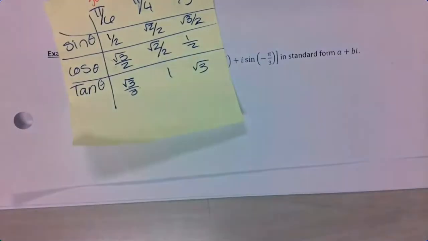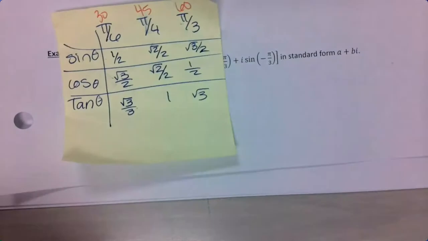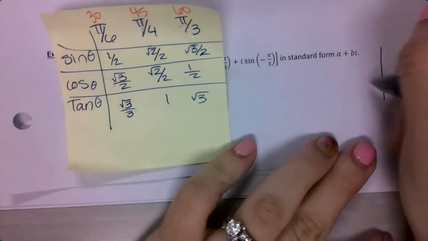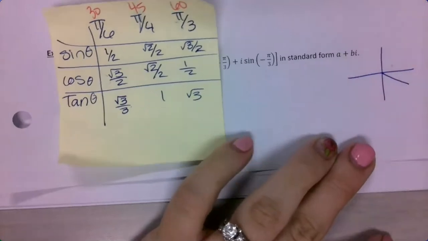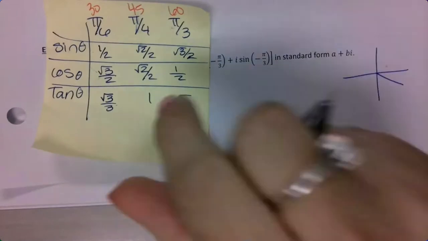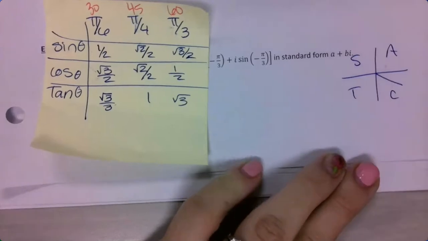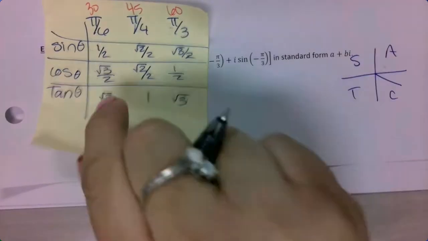Okay, 1/2. Is it negative 1/2? So if negative pi thirds is right here, is cosine positive or negative there? Cosine is positive there, so it's going to be positive 1/2.